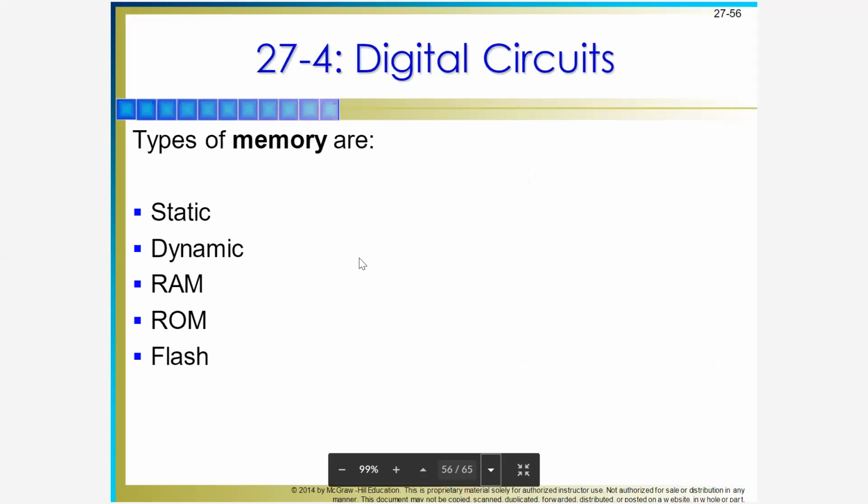You should be familiar with these types of memory. We have static and dynamic RAM. RAM is random access memory. ROM is read-only memory, and flash memory.